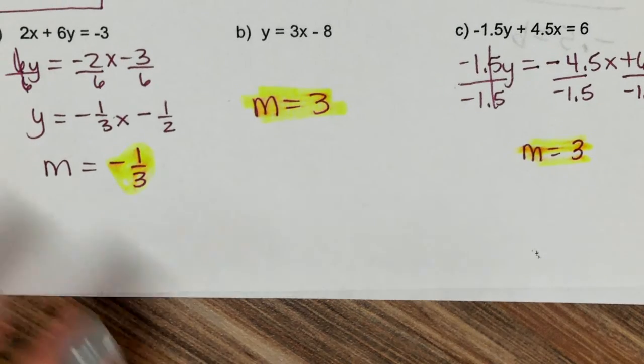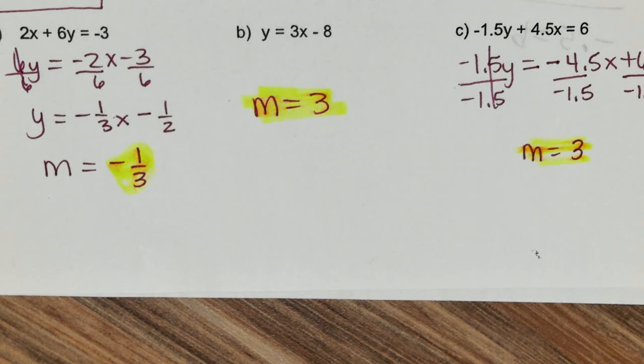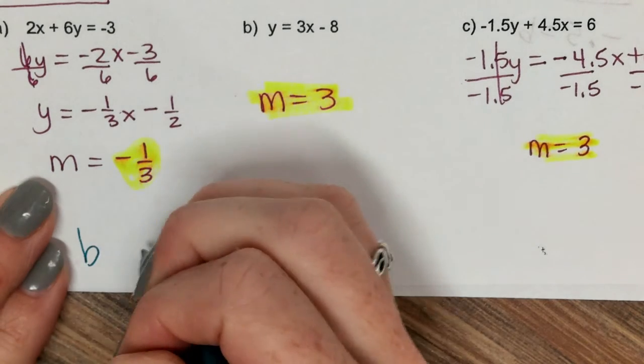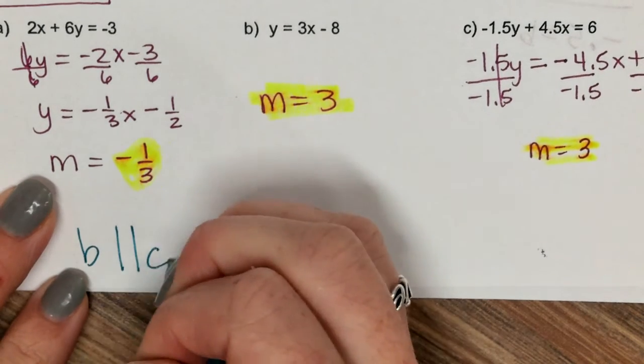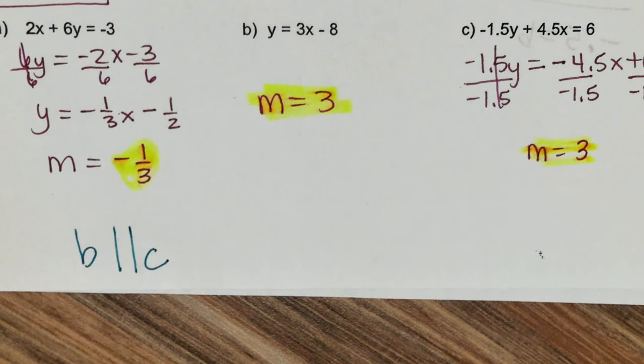Are any of these parallel? Which ones? B and C. How would I write that? I would write B is parallel to C. Is that my only answer? No. What else do I know?